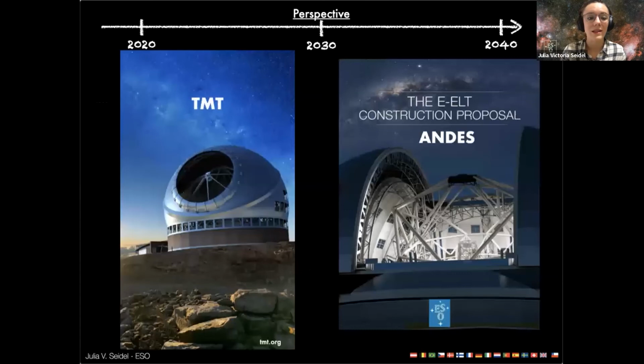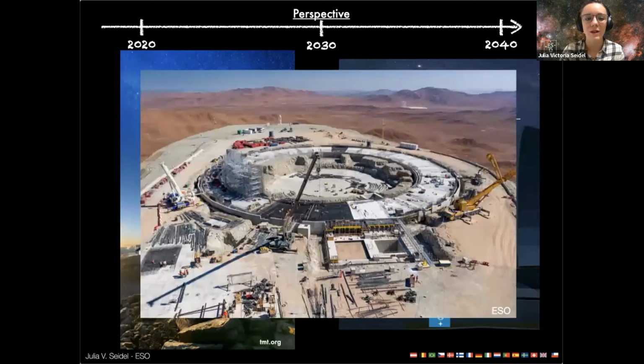So I'm personally very excited for the TMT, wherever it might be built, and also for the ND spectrograph at the ELT. And just to show you that it sounds really far away, but it's actually happening probably within the next 5 years, or let's be a little bit more conservative, the next 10 years. I think until 2030, we're going to be there.